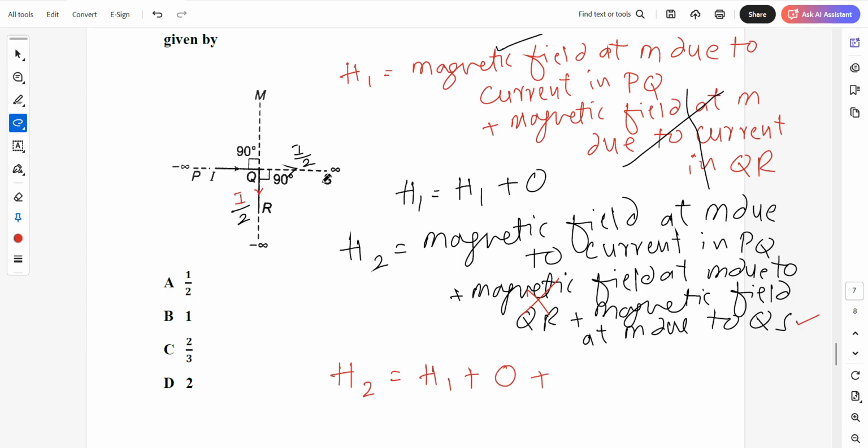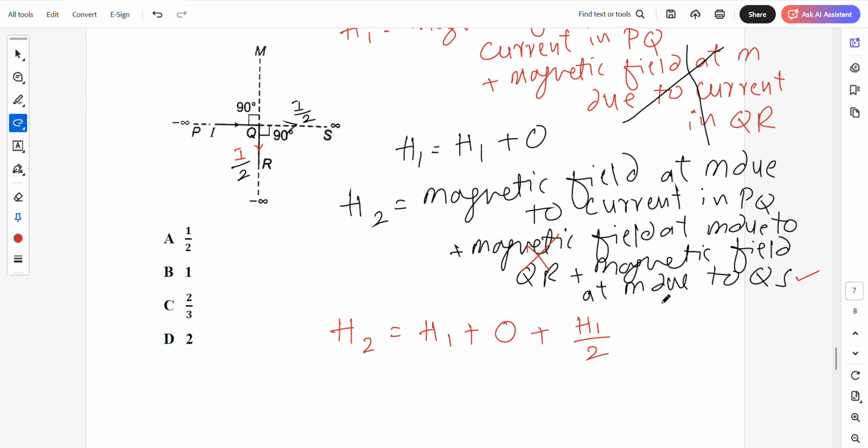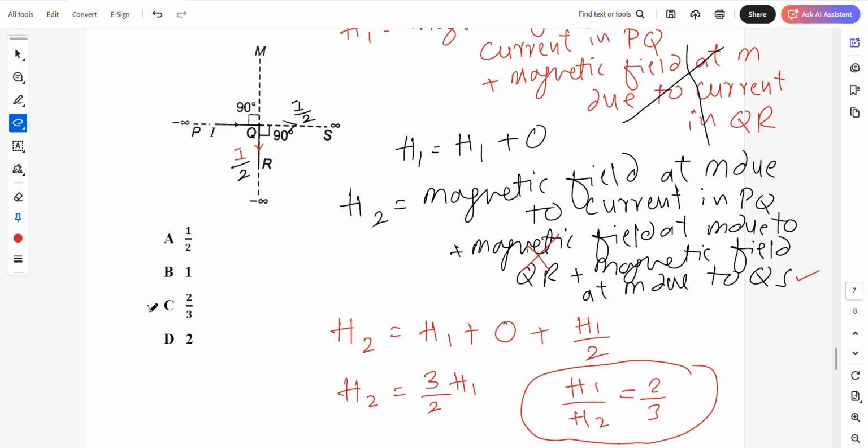Now how much current will be flowing here? I by 2 will be flowing. Therefore, magnetic field at M due to QS will be half of the magnetic field at M due to current in PQ. Now H2 is equal to, adding up these two, 3 by 2 H1. Therefore, H1 by H2 is equal to 2 by 3. Hope you understood this, 2 by 3.